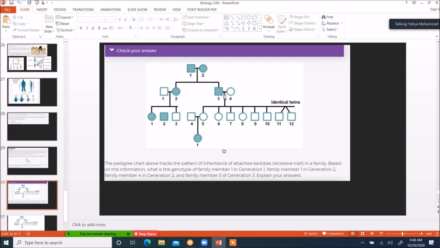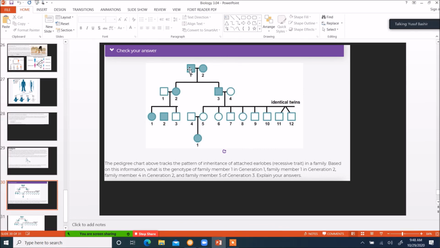So based on this information, let's go to the genotype of family member 1 in generation 1. So we go to generation 1, family member number 1. Yusuf, what is it going to be? Let's use the letter R, so we can use capital R, lowercase r. Okay, I was using E. All right, brother, E.